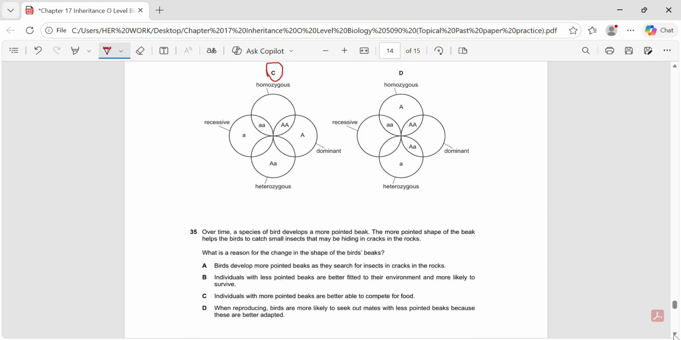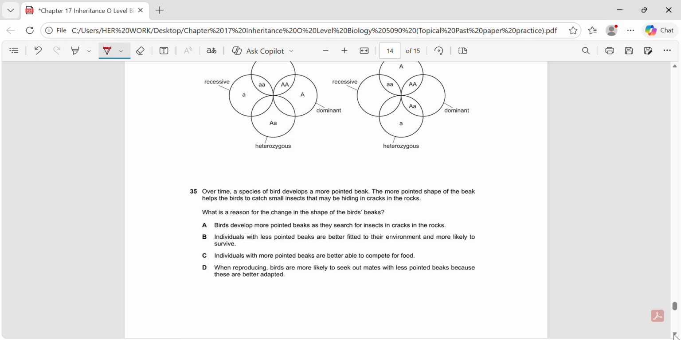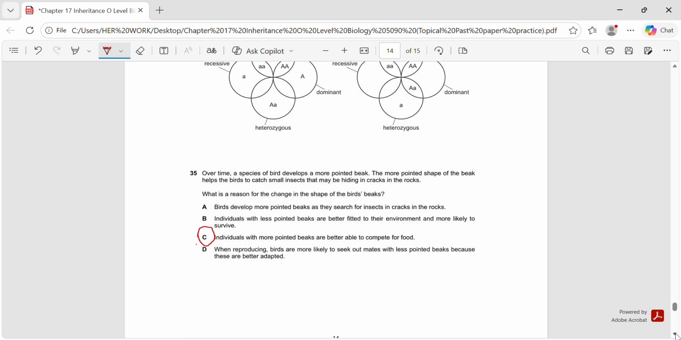Next, we have a question about evolution in birds. Over time, a species of bird develops a more pointed beak, which helps them catch small insects hiding in cracks in rocks. We are asked to identify the reason for this change in beak shape. The correct answer is C, because individuals with more pointed beaks are better able to compete for food, so they are more likely to survive and reproduce.